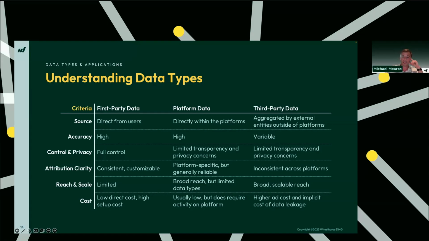Control and privacy. This is a really important row. You have control of your first party data and full responsibility for it as well, whereas with platform data and third party data, there's limited transparency and they can have different privacy concerns, but in different ways. Because you have full control of first party data, a lot of times you have full responsibility for it as well. And that's kind of what this is all about.